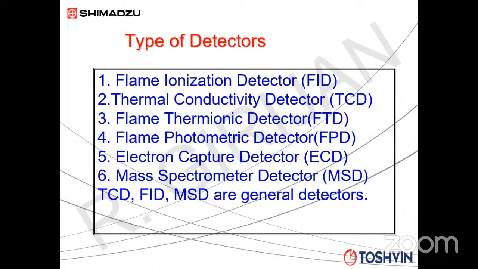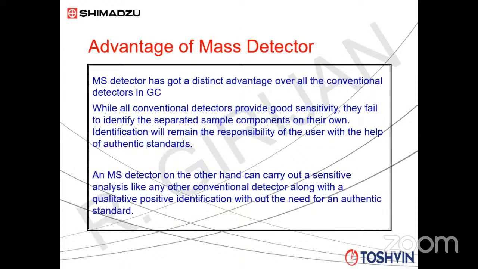But we have to be extremely careful because ECD contains a radioactive isotope, nickel-63. So to import and install an ECD on your GC, first of all, you have to get a clearance from BARC because of the presence of a radioactive material. Otherwise, it is a wonderful detector that can go to femtogram levels of detection. Then comes the mass spectrometer detector, which is a true universal detector today. And that is what we are going to discuss now. Advantage of mass detector. All other detectors are called conventional detectors.